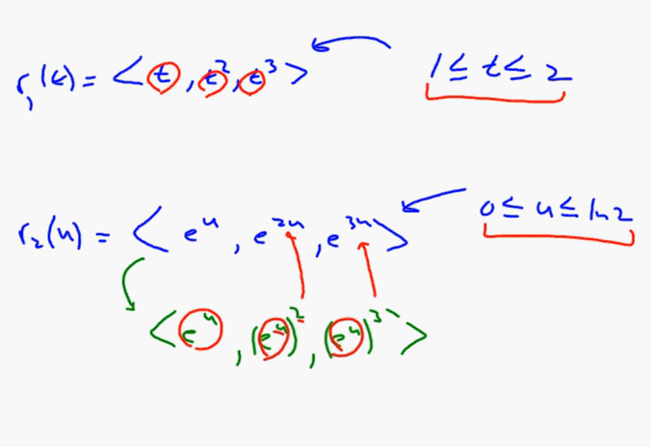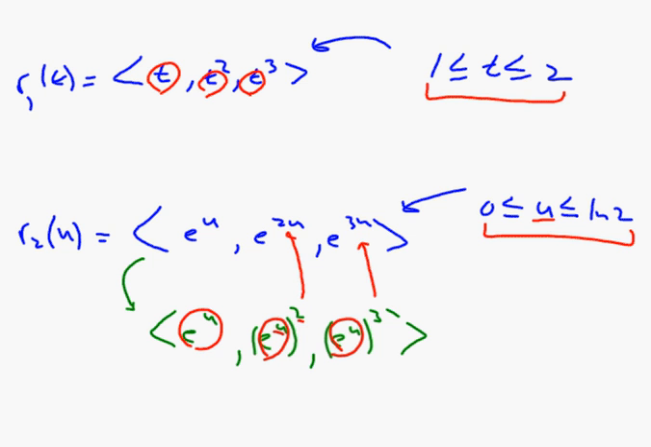Okay, I should be careful. It's u spanning through the values 0 to ln2. But e to the u you can think of as sort of like a variable also. All right. That said, though, do these things start and end at the same point? Well, that's sort of fun to think about.